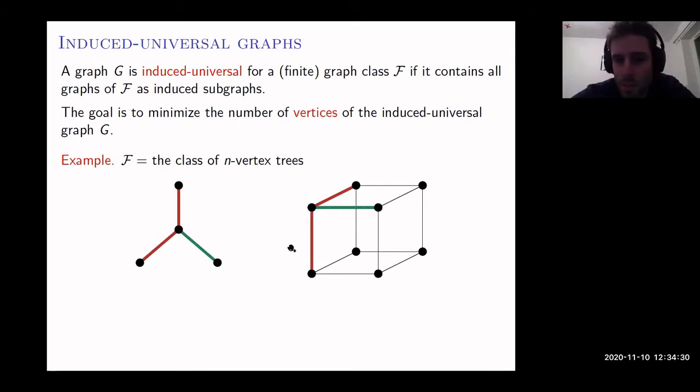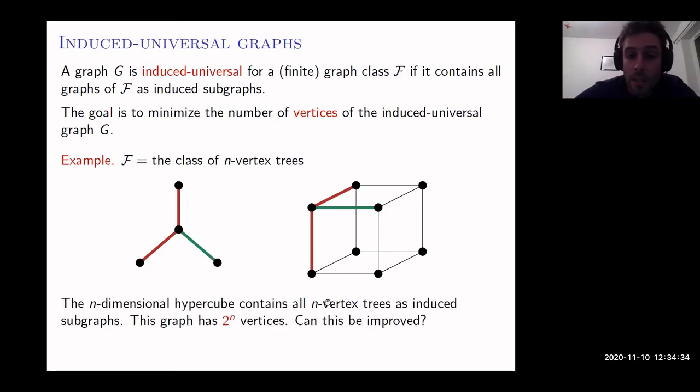So this proves very easily by induction that the n-dimensional hypercube contains all n-vertex trees as induced subgraphs. And this graph has 2 to the n vertices. But the natural question is, can you do better than that? The graph has a very simple description, but it might be much larger than the most efficient induced universal graphs.